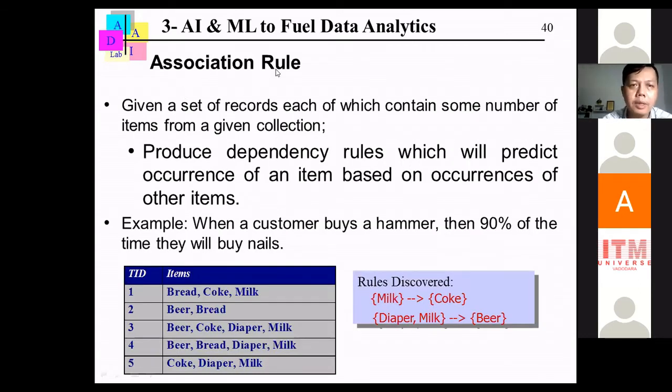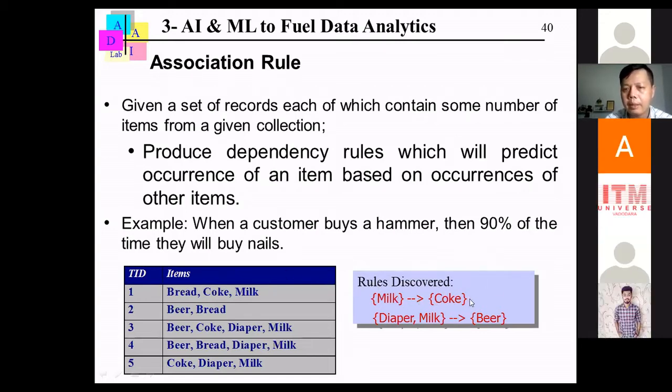How about association rules? Given a set of records, each containing some number of items from a given collection, we have to produce dependency rules which will predict the occurrence of an item based on the occurrence of other items. For example, we have the item list here, and the rules discovered from this data set are shown here.